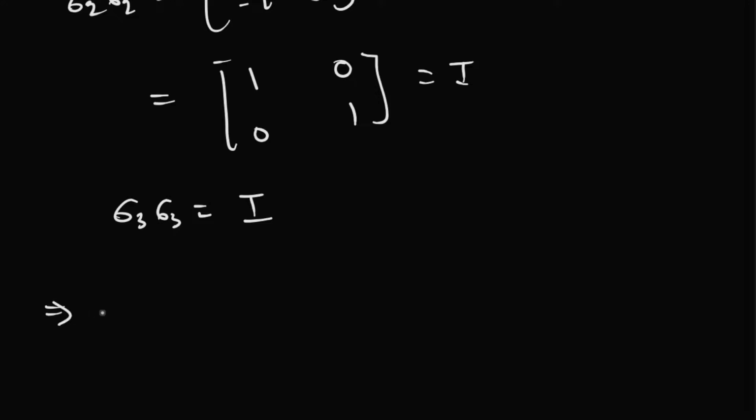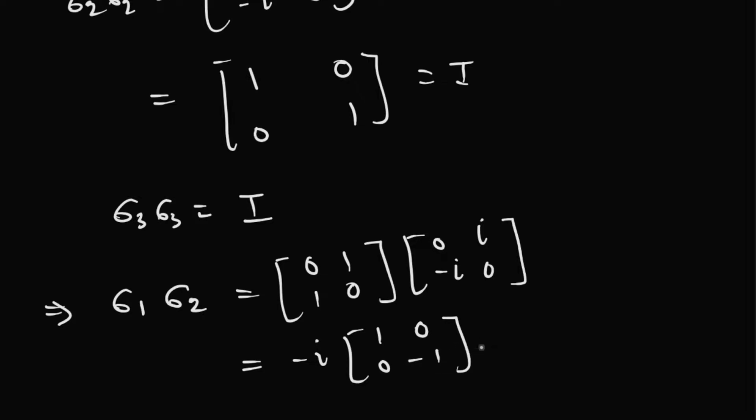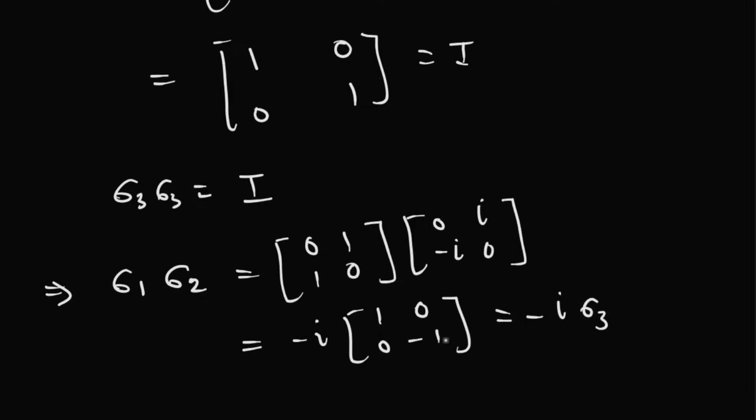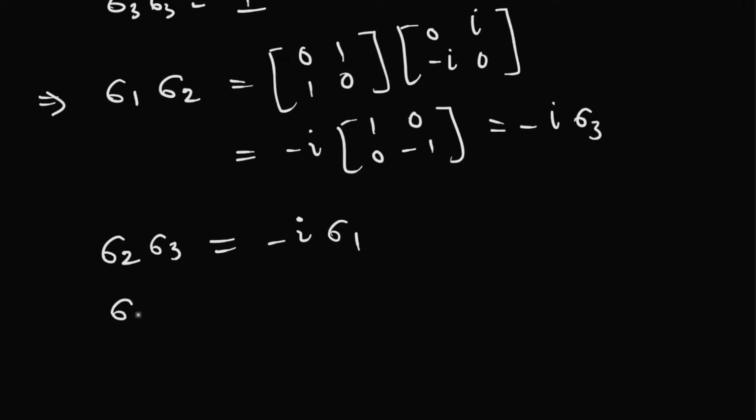Now let us see some property again. If we multiply sigma 1 into sigma 2, that is 0 1, 1 0 times 0 minus i, i 0, that is equal to i times 1 0, 0 minus 1, which is nothing but i sigma 3. Similarly, we can prove that sigma 2 times sigma 3 equals i sigma 1 and sigma 3 times sigma 1 equals i sigma 2.